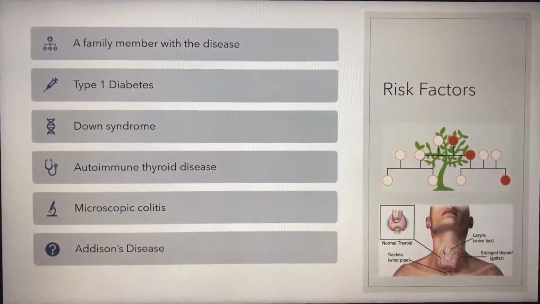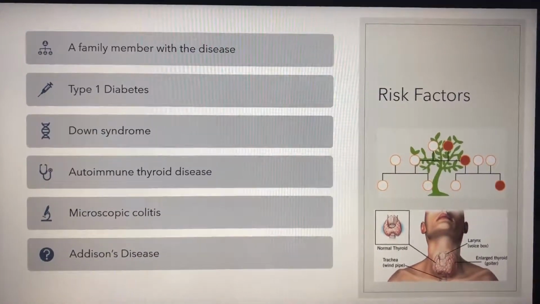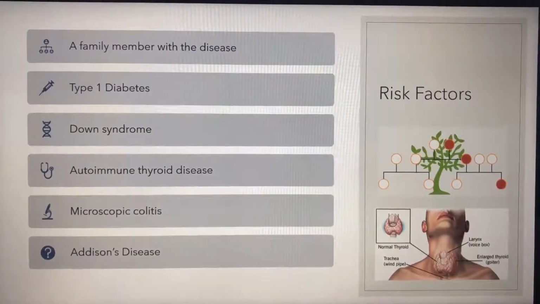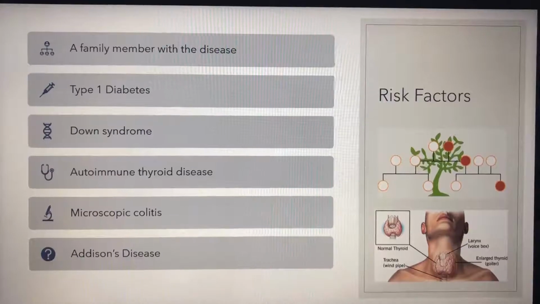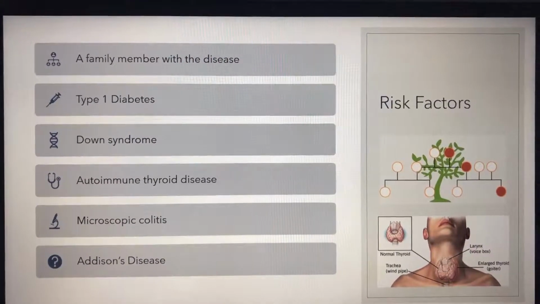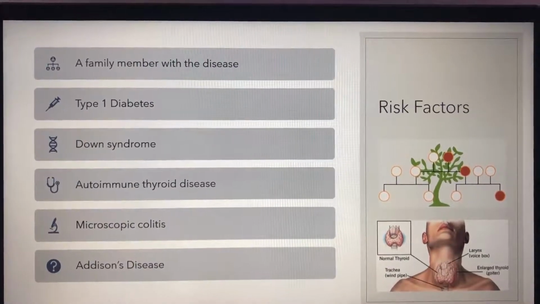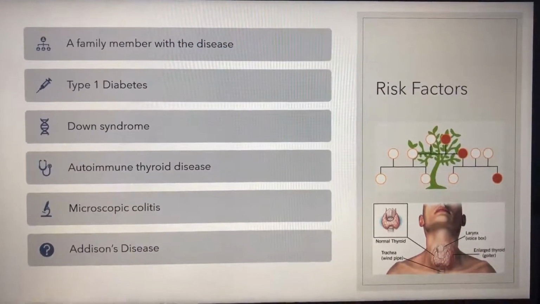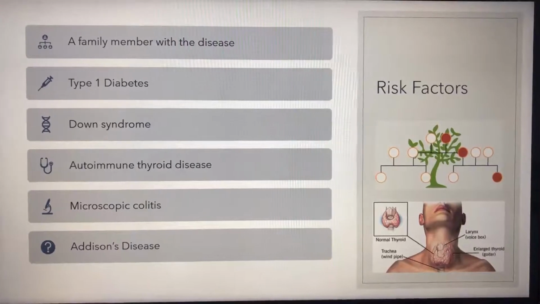Risk factors of celiac disease include a family member having the disease, type 1 diabetes, Down syndrome, autoimmune thyroid disease, microscopic colitis, and Addison's disease. If you have an immediate family member diagnosed with celiac disease, you have a 10% chance of inheriting the disease. Also, about 83% of all people with celiac disease are undiagnosed or misdiagnosed.